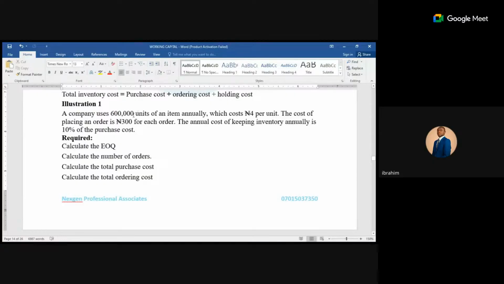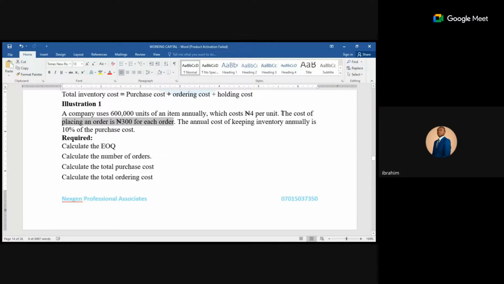The cost of placing an order is 3 naira for each order. This cost is called what, class? Ordering cost. I disagree with you. Any other attempt? The cost of placing an order is 3 naira for each order. This 3 naira is what? Cost ordering. Okay, that's fine. You are right. I just wanted to confirm if you really understand it.